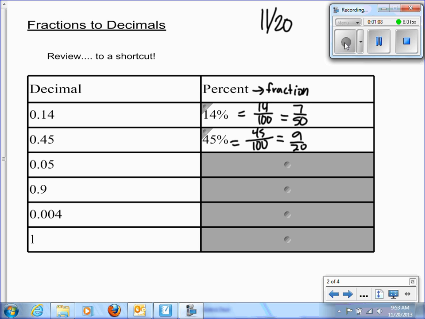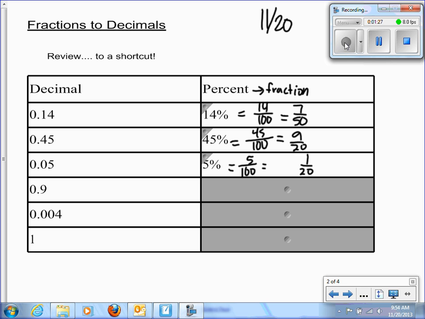0.05. Maya. 5%. Good. And then 5 over 100, and then you can simplify that to 1 over 20. Good.